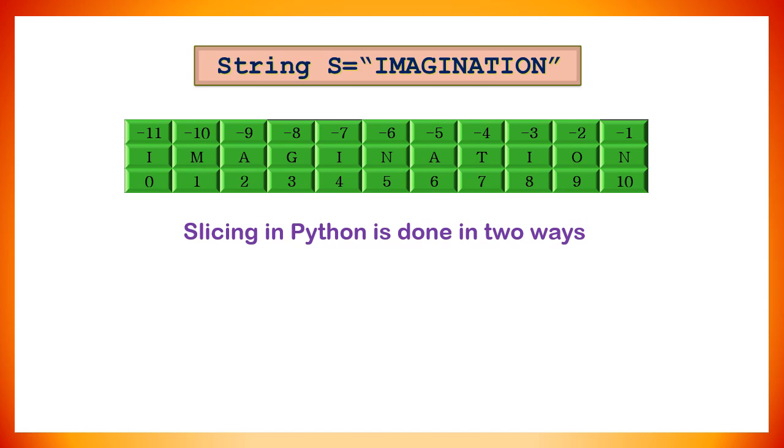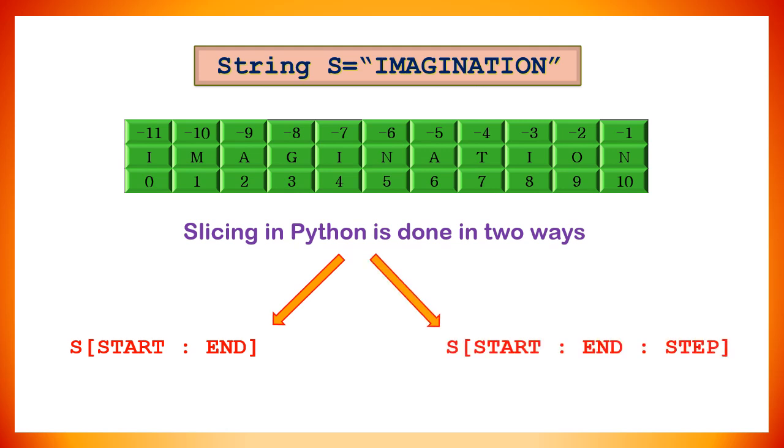In Python, slicing can be done in 2 ways. The first way is to provide the starting index and the ending index. It will generate a consecutive character set. The second way is to provide a step value along with the starting index and ending index. This approach can generate non-contiguous set of characters.